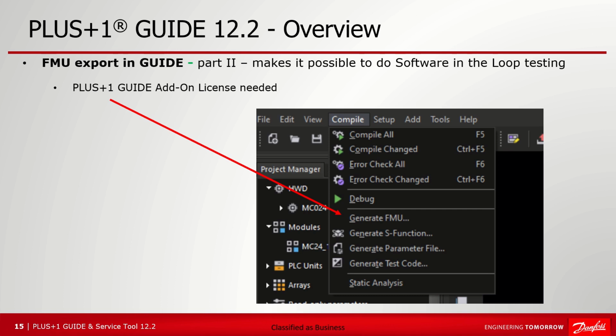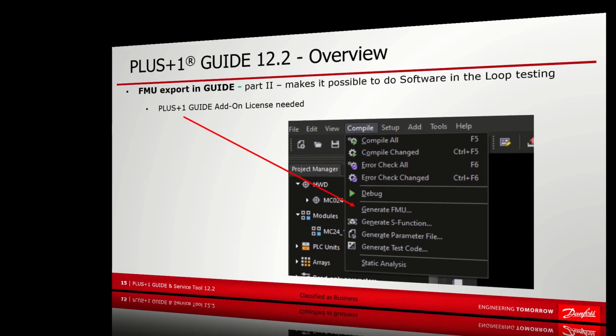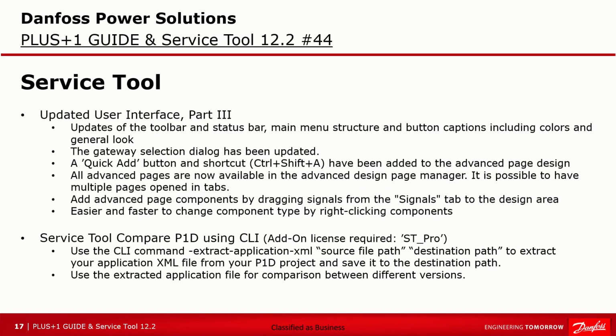The FMU export from Guide offers you to integrate Guide software in your simulation to include the behavior of control and system integration and to troubleshoot vehicle simulation modules. After Guide we will have a look at the service tool features in version 12.2, like the updated user interface part 3 and the service tool Compare P1D using CLI.